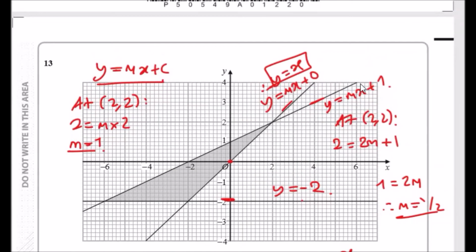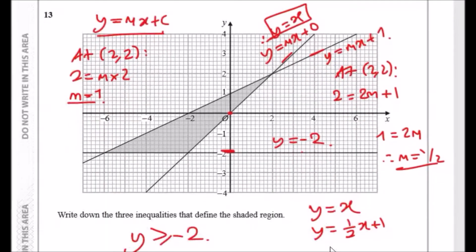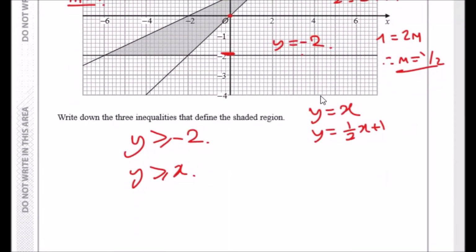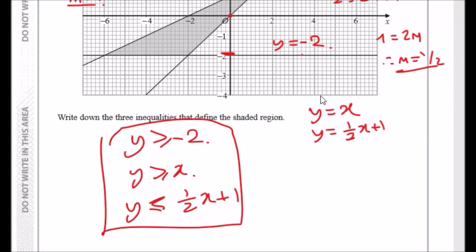Now if you look at this other line, the more slanted line, which is y equals half x plus 1, and just bend your head, make this look like the x-axis, you can see that the blue one is underneath it, it's below it, so it'll be less than. So it'll be y less than or equal to half x plus 1. And that's it. These are literally your 3 inequalities.